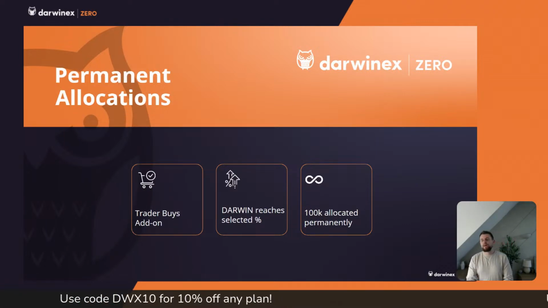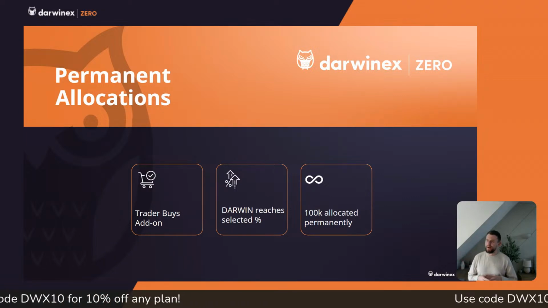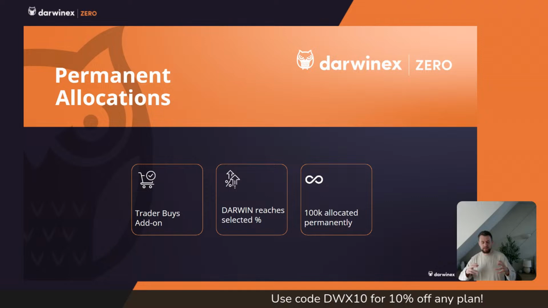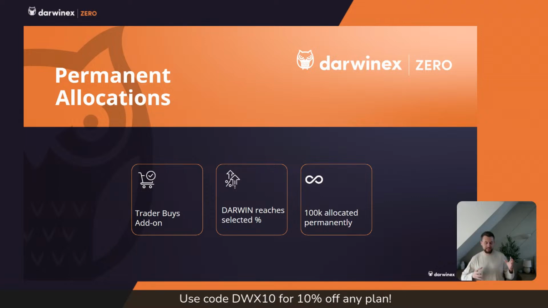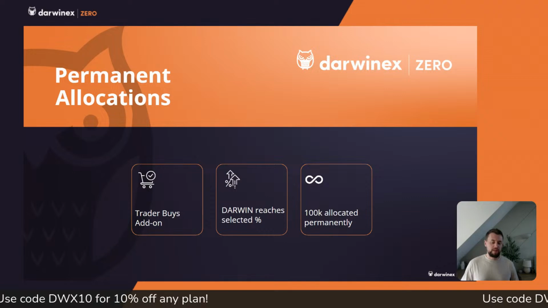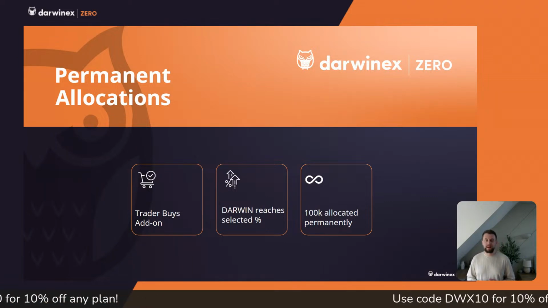Now, again, I'm probably fleshing this out more than I had planned in my head, but I think it's all really important because the topic, before we get into any questions, is how to make the most of your Darwin. And one of the things that we released recently was our permanent allocations.